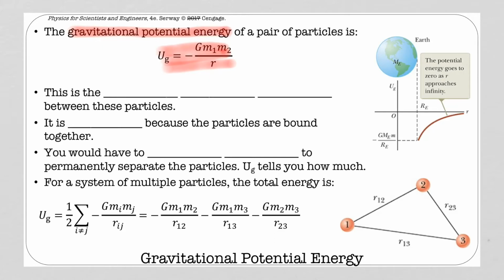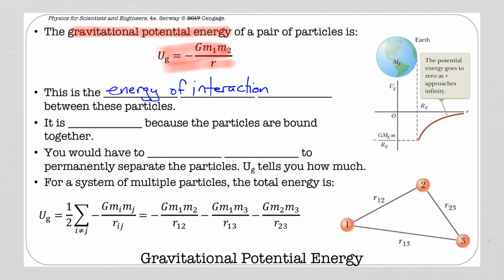We would say that this is the energy of interaction between these particles. So there's an energy representing the interaction, the force of interaction between these two particles, due to the gravitational force that each would exert on the other.